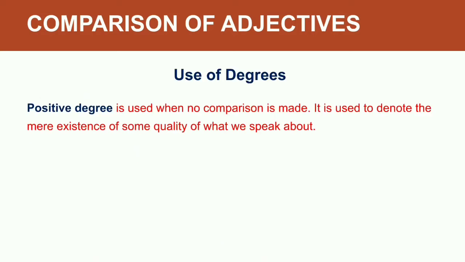Next, use of degrees. Where do we use the positive degree, comparative, and superlative degree? We will discuss one by one. First of all, the positive degree is used when no comparison is made. It is used to denote the mere existence of something of what we speak about.